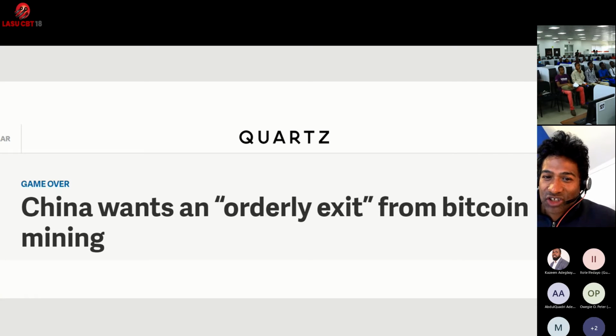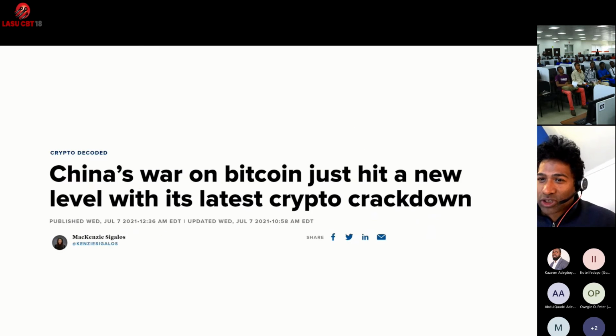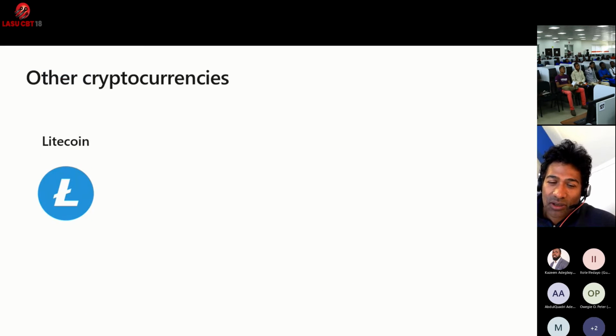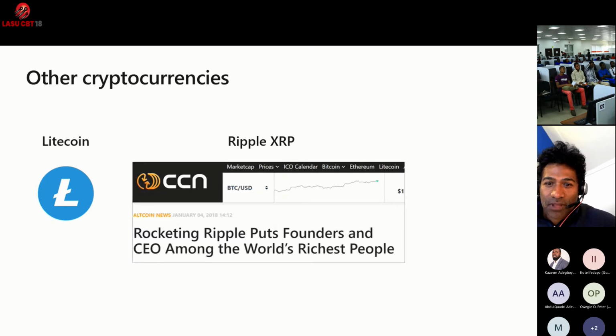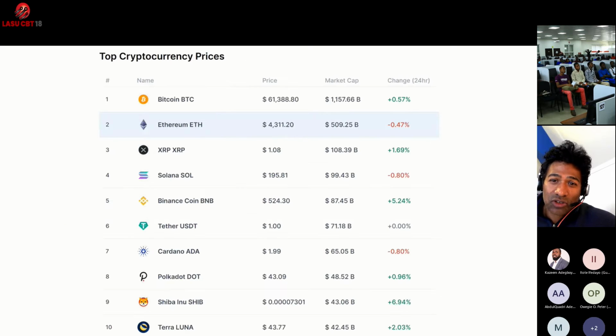Companies and countries like China and India are actually against Bitcoin and have started restricting it and also banning cryptocurrency. In India, they are banning and penalizing miners and also traders of cryptocurrency. And it's not just Bitcoin. There are different kinds of cryptocurrencies: Litecoin, Ripple, Ethereum, and lots more. And also just looking at the top 10 list.